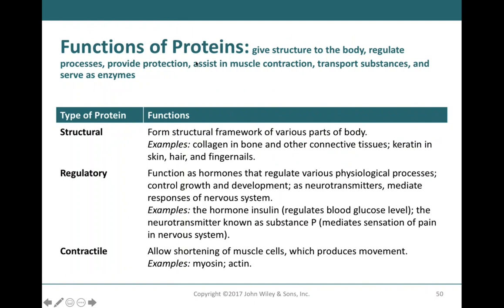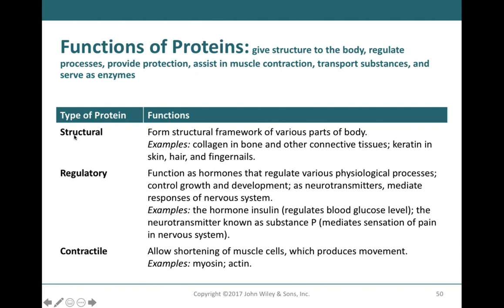So our next type of organic compound are proteins. Proteins are going to be providing many different functions to the body, and you can see some of these functions here. So they're going to give a structure to our body. They're going to give shape. They're going to help to regulate different processes and chemical reactions throughout the body. They're going to provide different types of protection. There's lots of protective functions of proteins. Muscle contraction is going to be facilitated through different types of proteins. Different substances will be transported through the body by proteins, and proteins will also function as enzymes. So there are quite a few functions of proteins, so it's important to know the structure of our proteins so that we can understand these different functions.